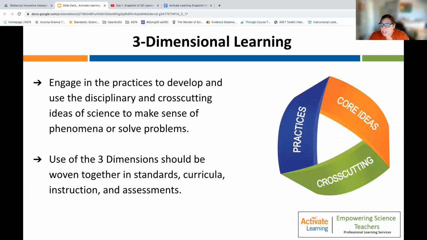So let's keep going down this thread. Reminder that the 3 dimensions are intended to work together to help the students figure out phenomena and to solve problems. Furthermore, they are woven together across the standards, across curricula, instruction, and assessments. And alignment across all 3 of them is essential for supporting student learning. So today, when we look at assessments, we're going to be looking for the integration, the interwovenness of all 3 parts, and looking for evidence that all 3 are present in assessments.